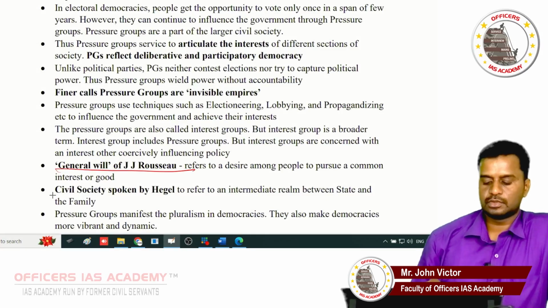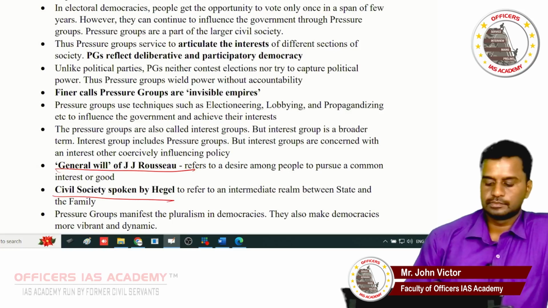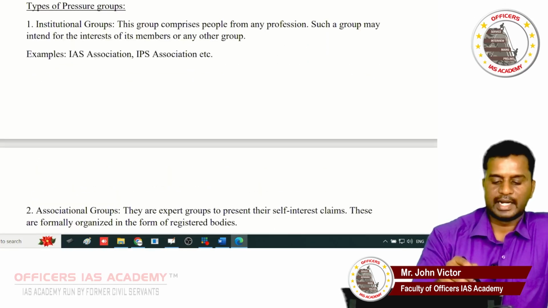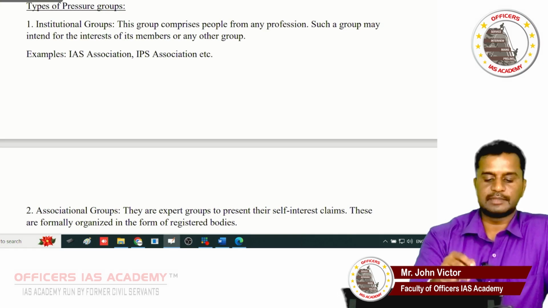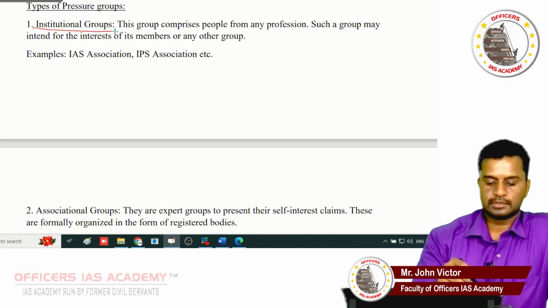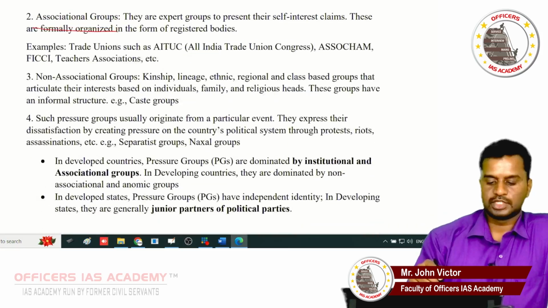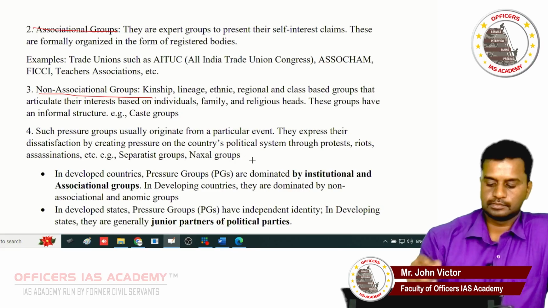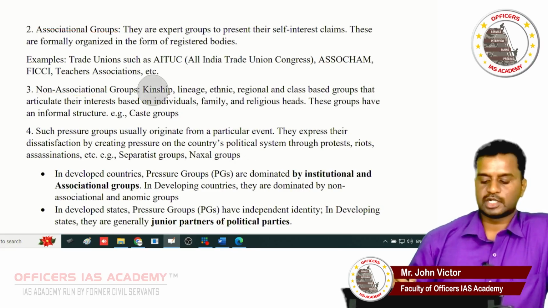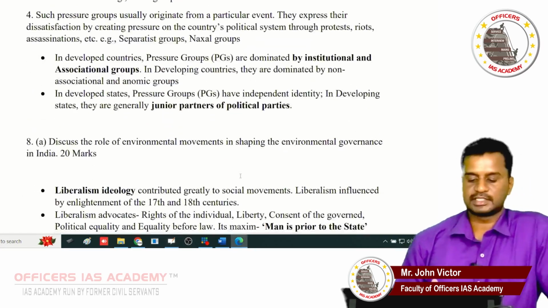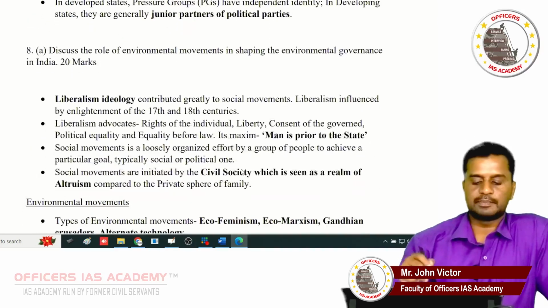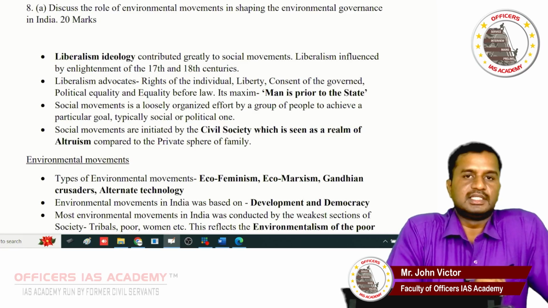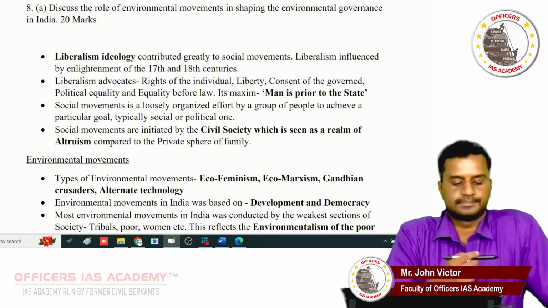Mention scholars Rousseau, Hegel, Hannah Arendt, and write from a GS perspective. You can use GS knowledge, types of pressure groups: institutional, associational, non-associational, and so on. Differentiate the nature of pressure groups in developed states and developing states. You can end the answer by telling that pressure groups showcase pluralism. They make democracies vibrant, plural, dynamic.